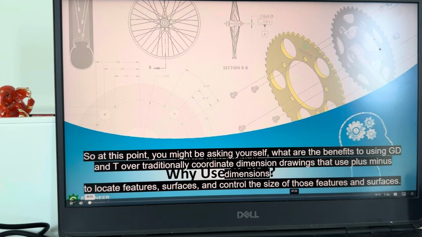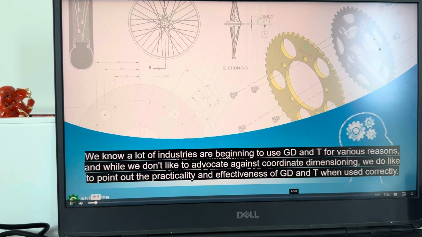So at this point you might be asking yourself, what are the benefits to using GD&T over traditional coordinate dimension drawings that use plus-minus dimensions to locate features, surfaces, and control the size of those features and surfaces? We know a lot of industries are beginning to use GD&T for various reasons, and while we don't like to advocate against coordinate dimensioning, we do like to point out the practicality and effectiveness of GD&T when used correctly.